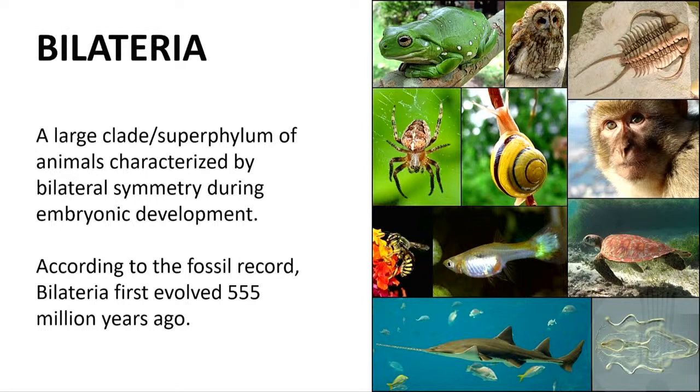According to the fossil record, this taxa of animals evolved around 555 million years ago, so it's been around quite some time. That's why in the animal kingdom we see a lot of animals with this form of symmetry.